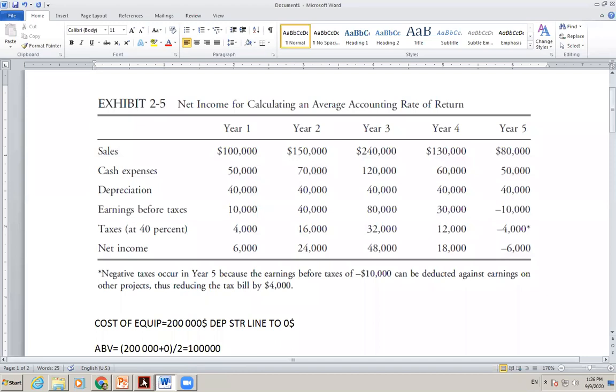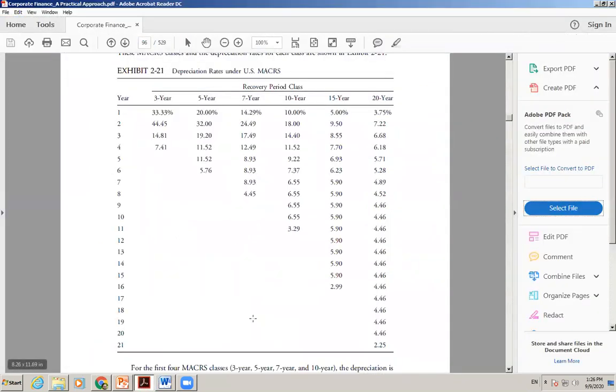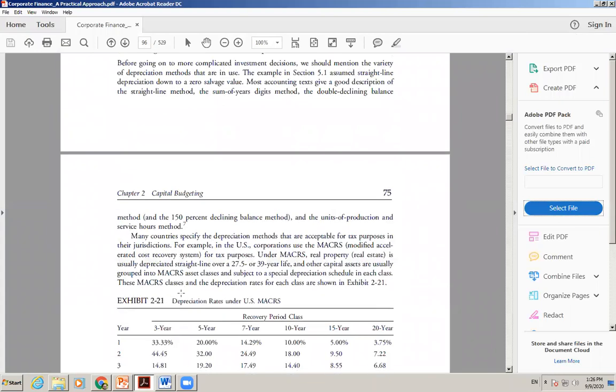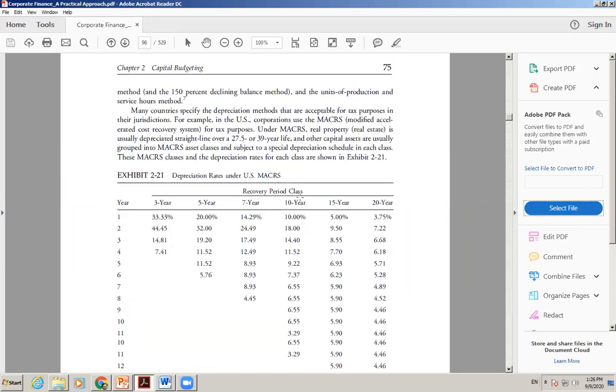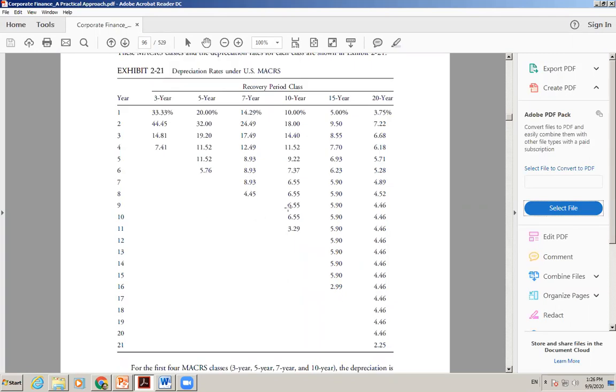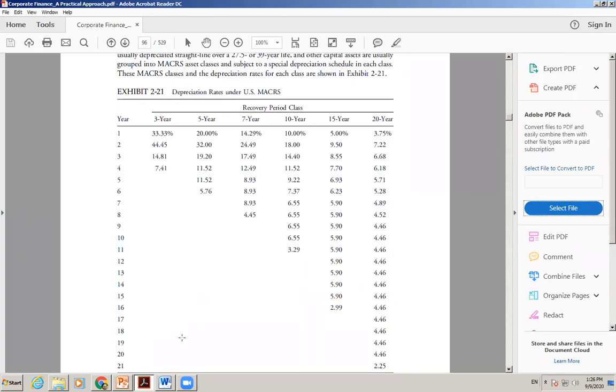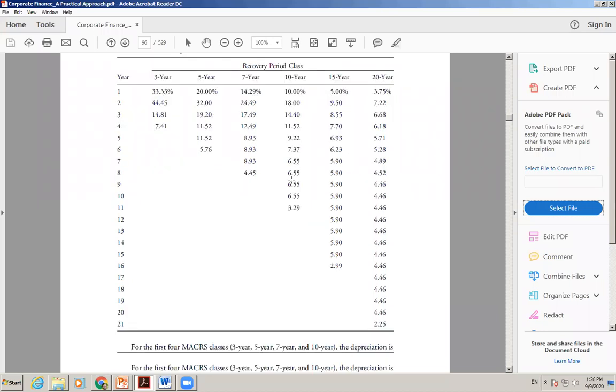Okay, this is what I wanted to share with you. Now let's proceed. Okay guys, there are depreciation methodologies. One is straight line, the other one is MACRS, which is the Modified Accelerated Cost Recovery System. So this table is given to you, okay? Some questions we're going to solve with the straight line depreciation method, and in some questions we're going to use the Modified Accelerated Cost Recovery System methodology. I'm going to show you how it works, how you use this one.